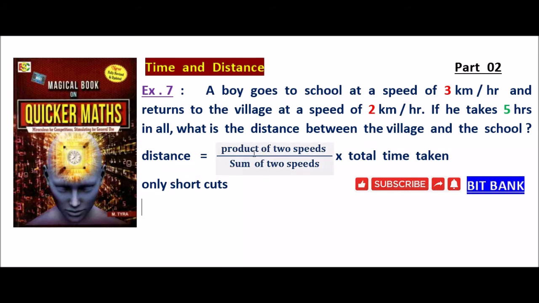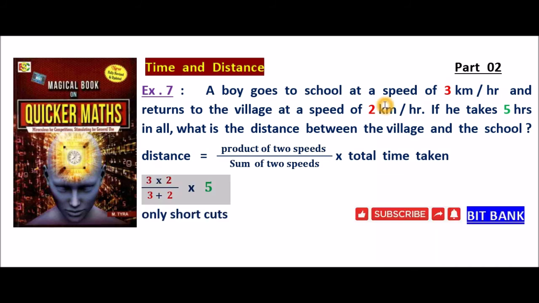So that is equal to the product of two speeds. The first speed is 3, second speed is 2, sum of two speeds. So that is equal to 3 into 2 divided by 3 plus 2, into 5. That is 6 by 5 into 5. 5 will cancel, 5 ones are 5, 6 into 1, that is 6 kilometers. So the distance between the village and the school is equal to 6 kilometers.